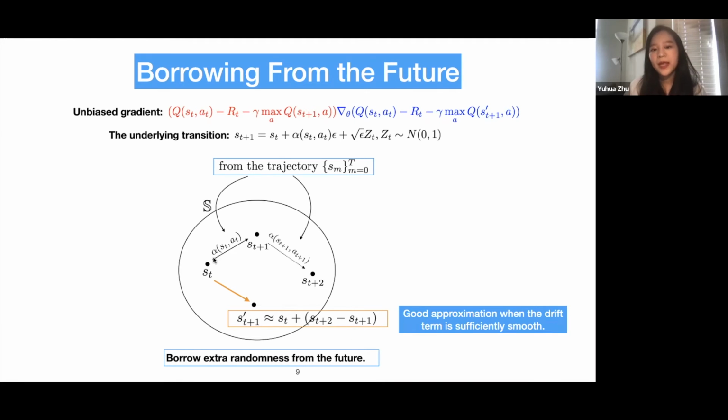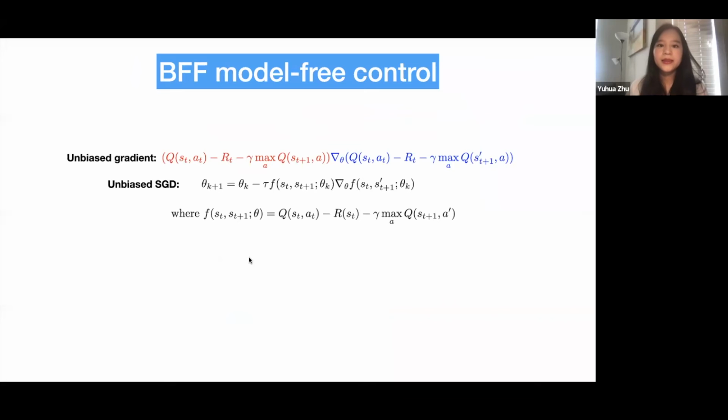So imagine that when the drift term is smooth, then the values of these two alpha will be close to each other. Then we will have a good approximation for the second sampling of the next state. This is how this algorithm works.